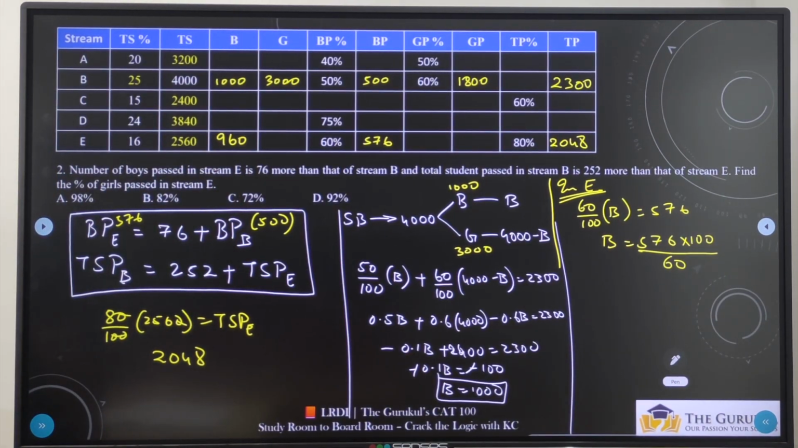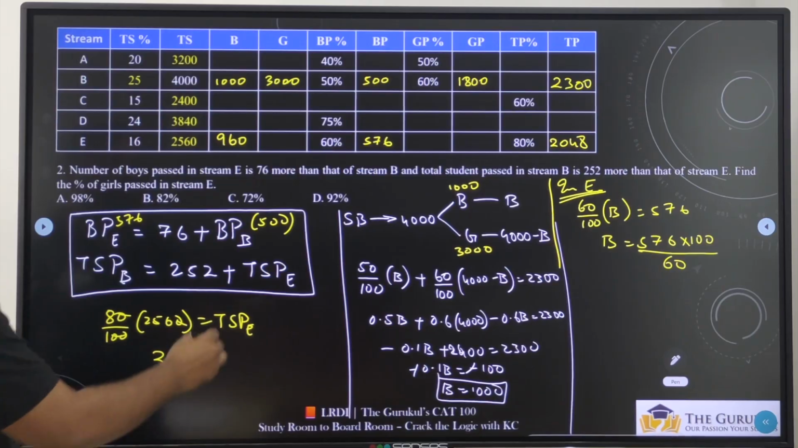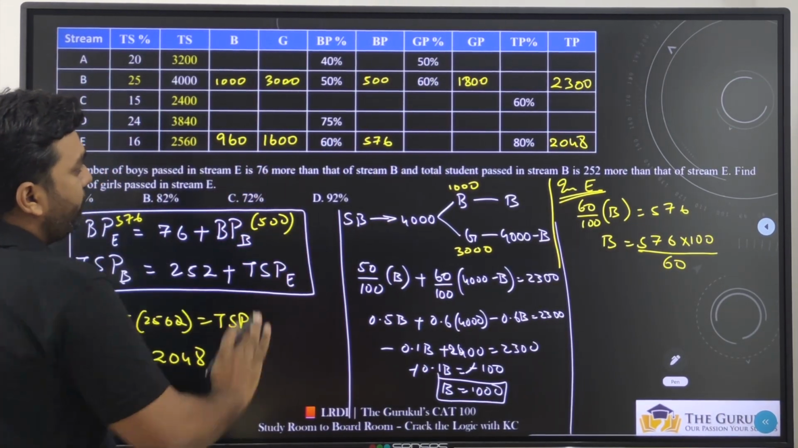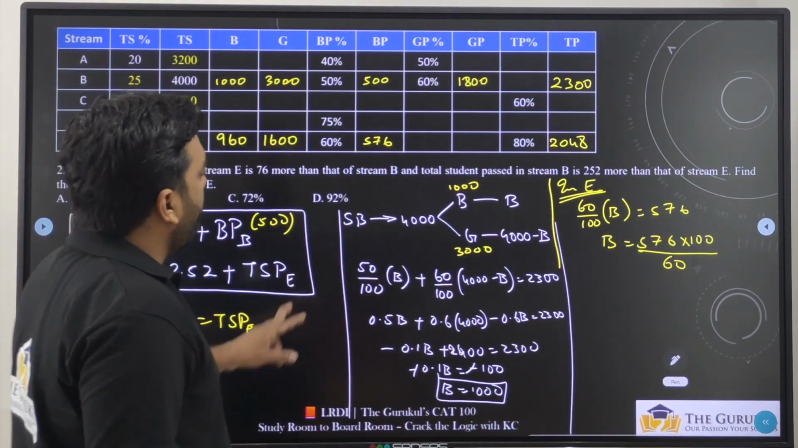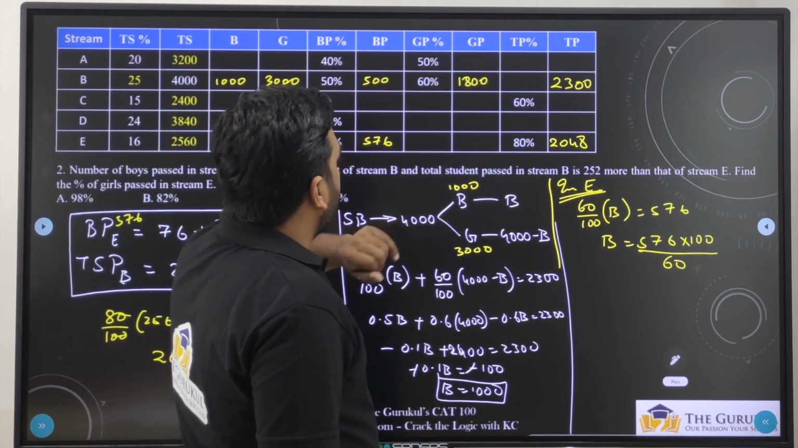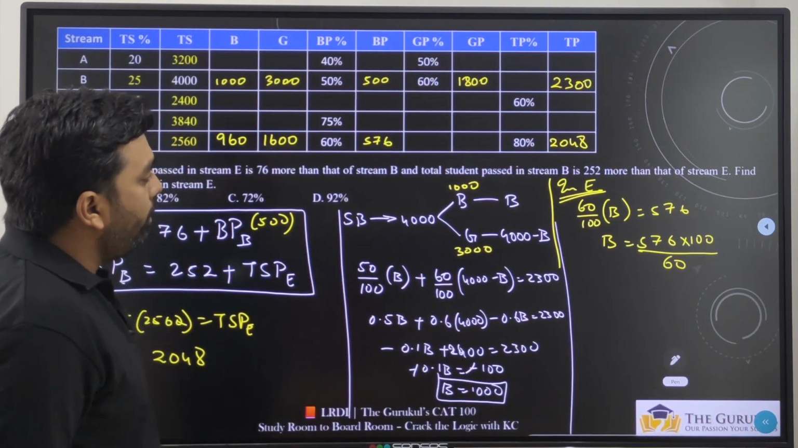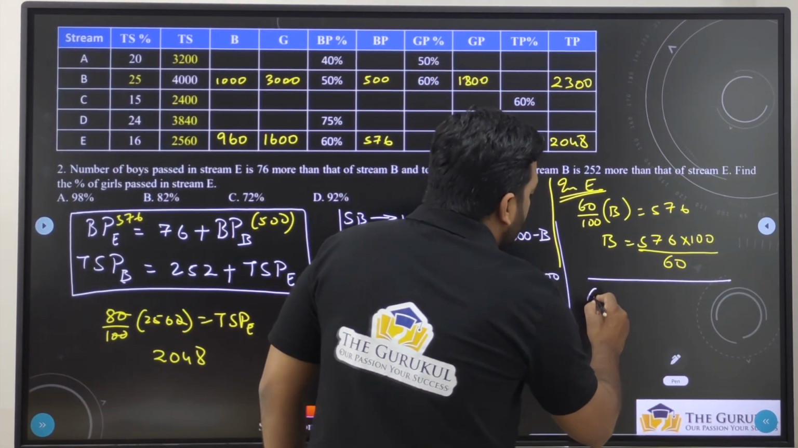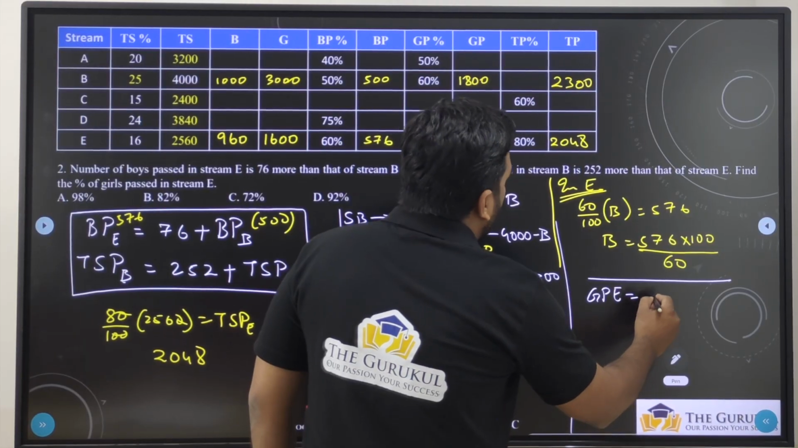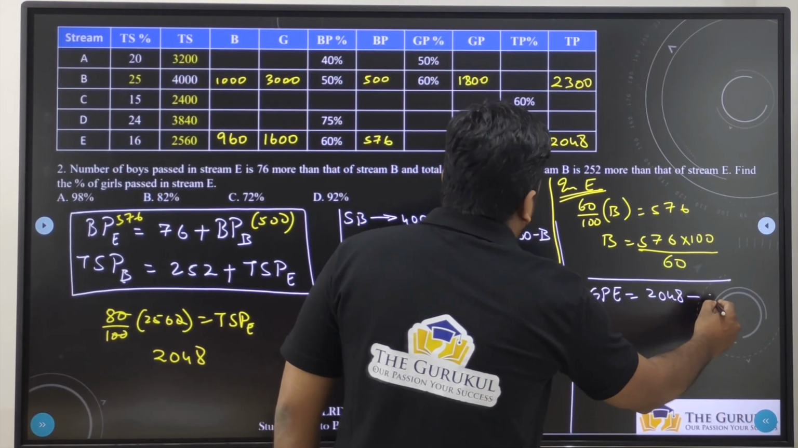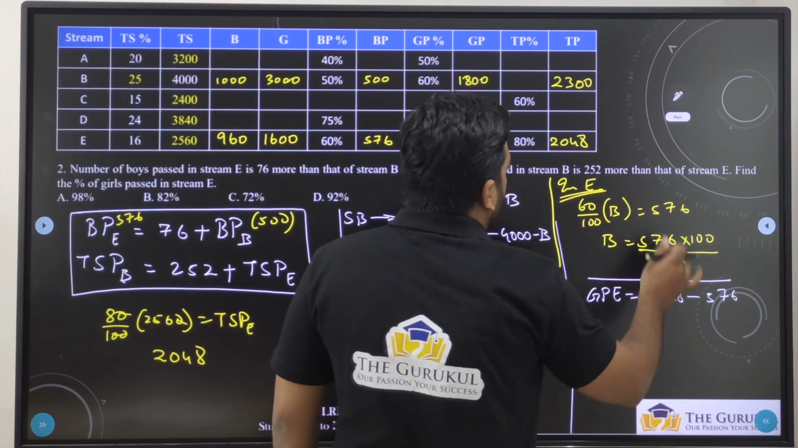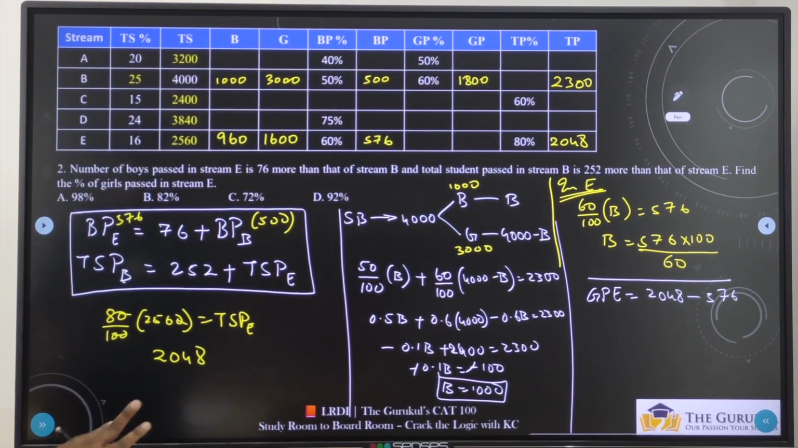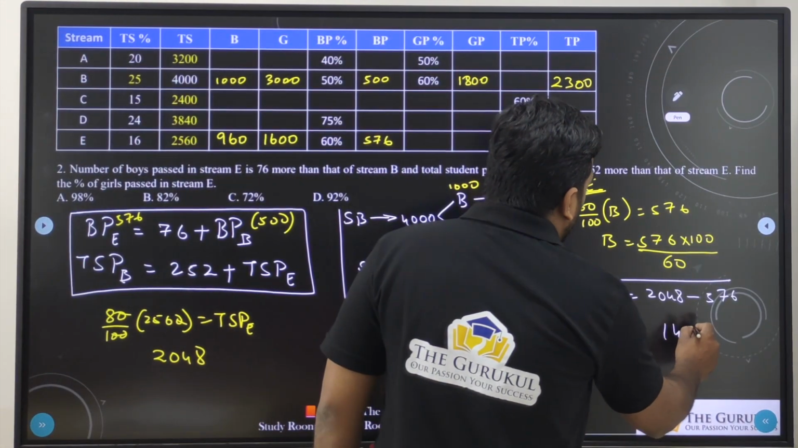If boys are 960, how many girls will be there? Girls will be equal to 1600. That is the first part of the question. Next, what is happening? Total 2048 people passed the exam, out of which 576 are boys. Now, can I say girls who passed the exam will be equal to 2048 total passing minus 576, the number of boys from the same stream? 2048 minus 576. Perfect, which is equal to 1472.